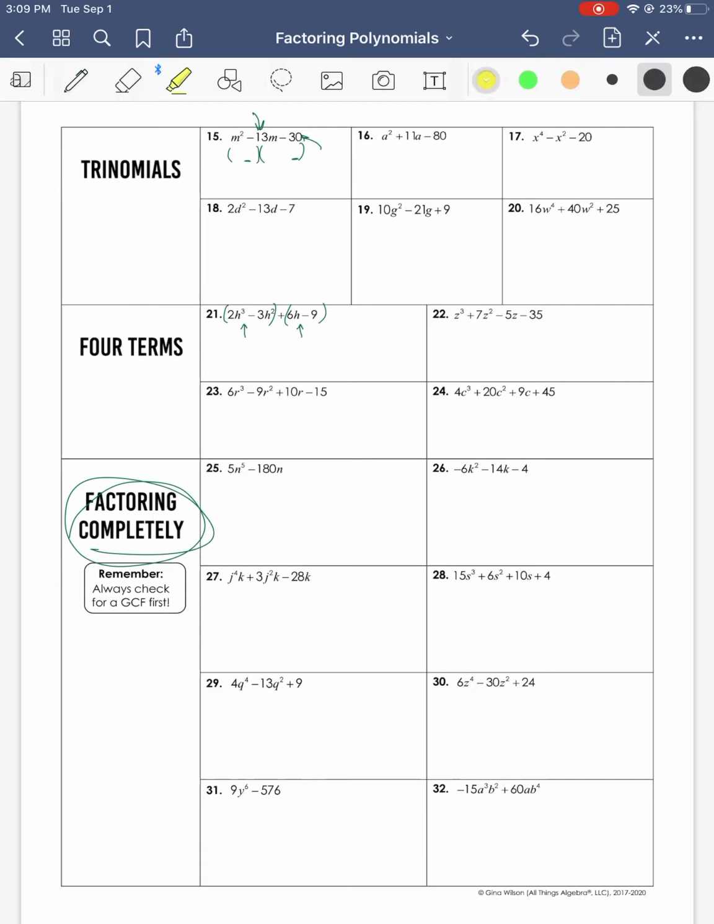But I just want to highlight here: always check for greatest common factor first. So important, okay? Because some of these won't work unless you factor out a greatest common factor.